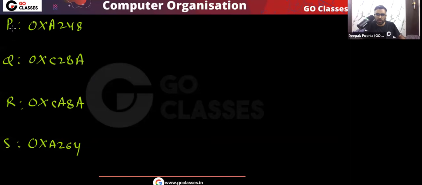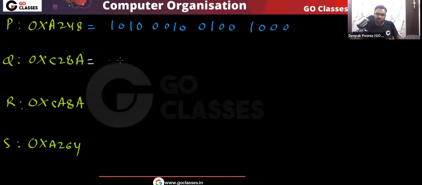P has 2 bytes because P is a word, Q is a word, and one word equals 2 bytes. We just want to find to which block numbers P, Q, R, S belong, and we can easily find that from these addresses. This is the address of Q, this is the address of R, and so on. So let's write this in binary. A means 1010, 2 means 0010, 4 means 0100, and 8 means 1000.